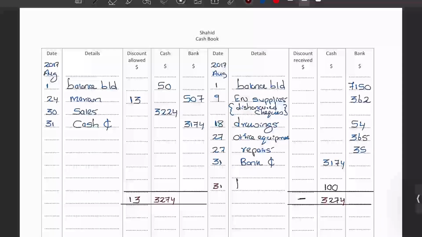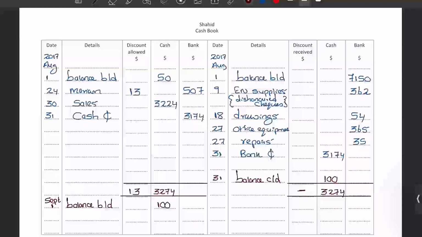August 31st. Balance CD 100. Opposite side below the total. After August, September 1st. Balance BD is also equal to 100. You can enter 100 here.